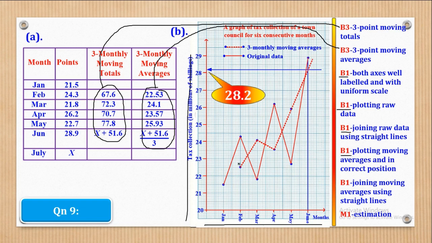And this one is for plotting the moving average points in the correct positions. And this one is for joining using a straight line. And the last one is for estimation: for you to estimate this next moving average on your graph, that's when you can get this M1. In other words, you have to see this line going up and this line going this side for you to get that M1. So 1, 2, 3, 4, 5, 6. Those are the 6 marks for part B. Now let's go to part C.